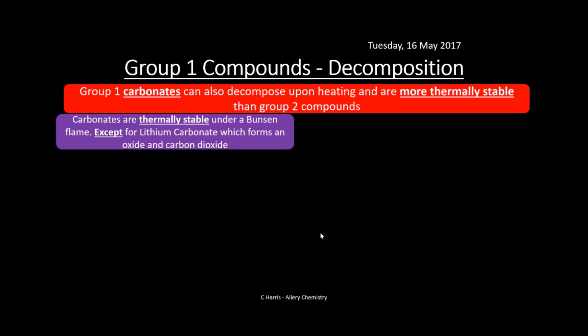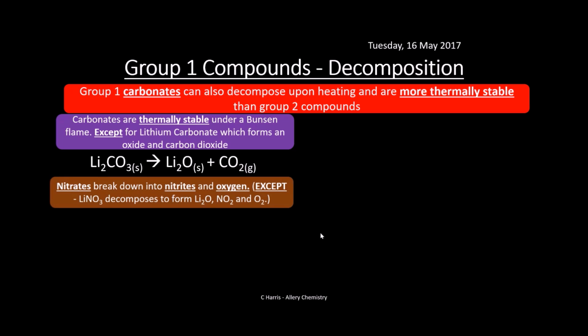So carbonates are thermally stable under a Bunsen, except for lithium carbonate, which forms an oxide and carbon dioxide. Let's have a look. Here's the lithium carbonate example. Lithium carbonate forms lithium oxide and carbon dioxide, but generally the group 1 carbonates are thermally stable. So lithium carbonate is just the exception there.